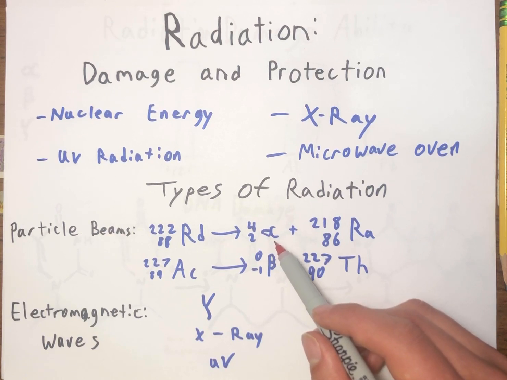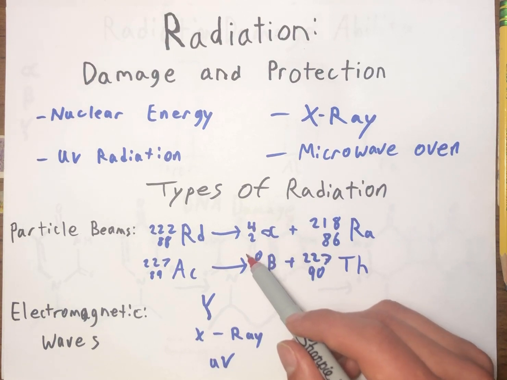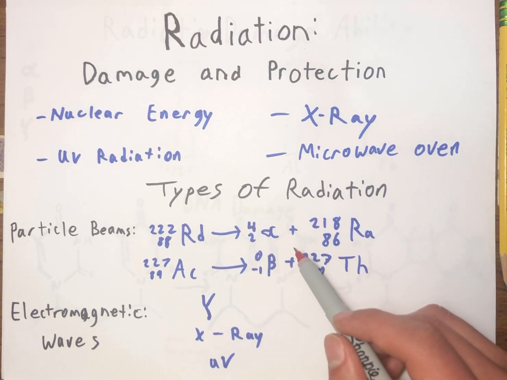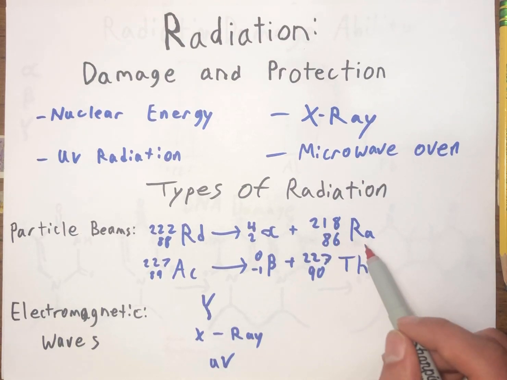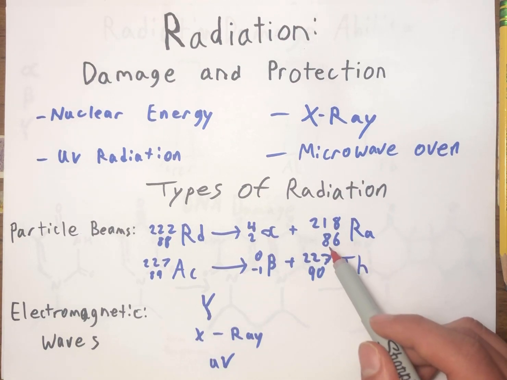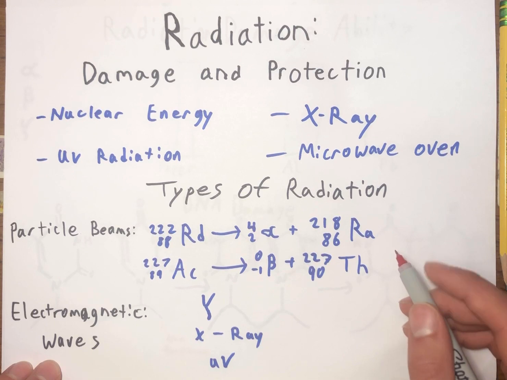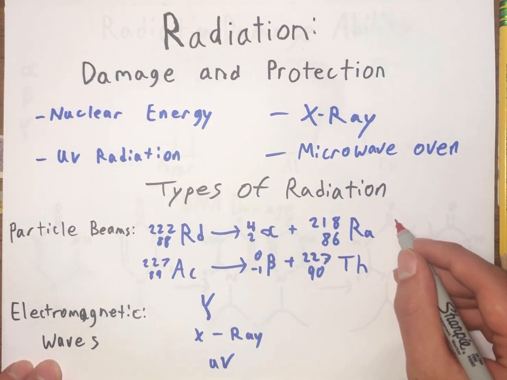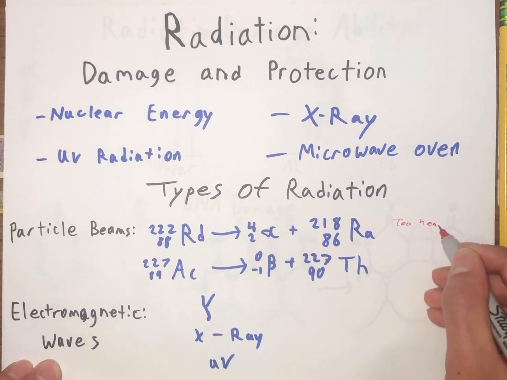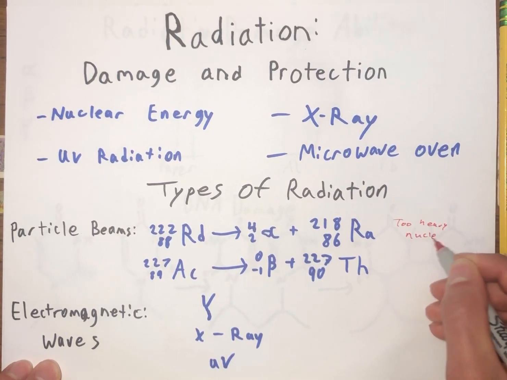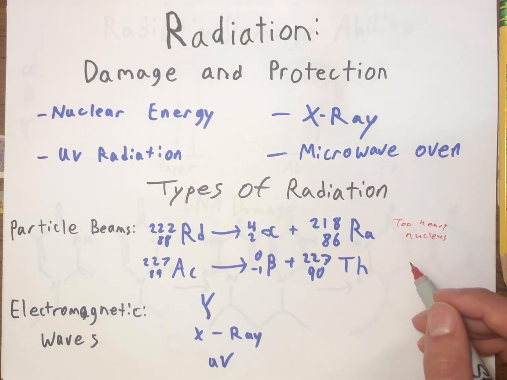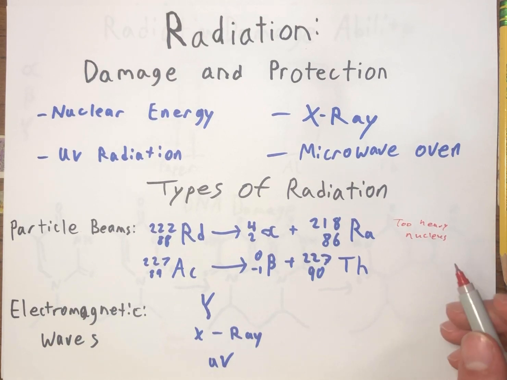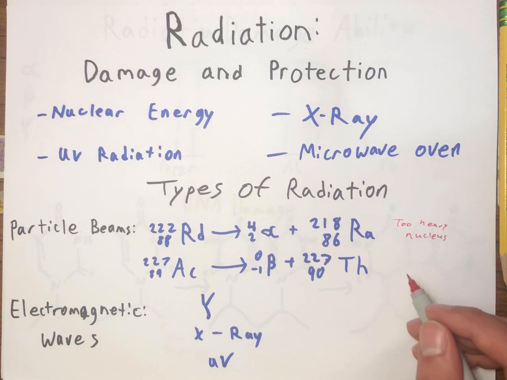Releasing two protons and two neutrons helps rubidium form a more stable element, in this case, radium, the 218 isotope of radium. Alpha decay is useful for unstable atoms which have too heavy of a nucleus. If radium-218 tends to be too unstable because of its nucleus, it can continue emitting alpha particles, decreasing its nuclear mass until it's energy stable.